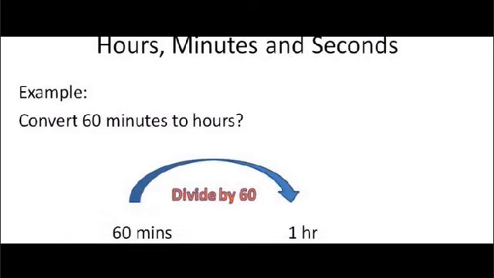Another example. Convert 60 minutes to hour. Here we need to convert minute into hour. And we know to convert minute into hour, we need to divide by 60. So here 60 minutes is going to be divided by 60. 60 minutes divided by 60 equals 1 hour. That means 60 minutes equal 1 hour.